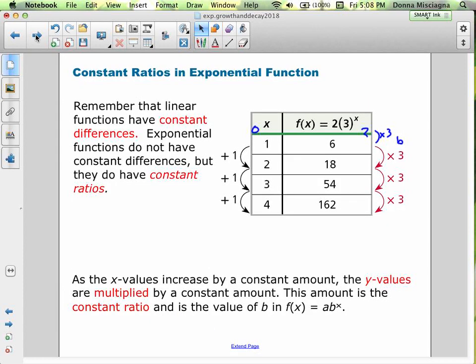So remember that linear functions have constant differences. Exponential functions do not have constant differences, but they have constant ratios, just like our geometric sequences. So each time we are multiplying by 3. As the x values increase by a constant amount, the y values are multiplied by a constant amount as well. And this is our constant ratio, right? That's what we're going to be raising to a power.